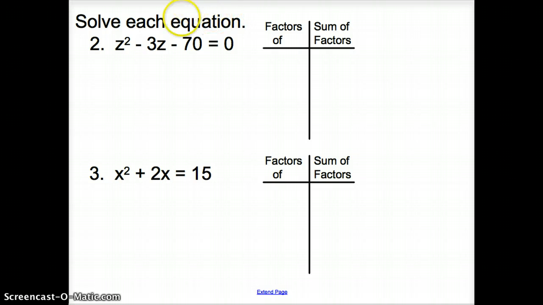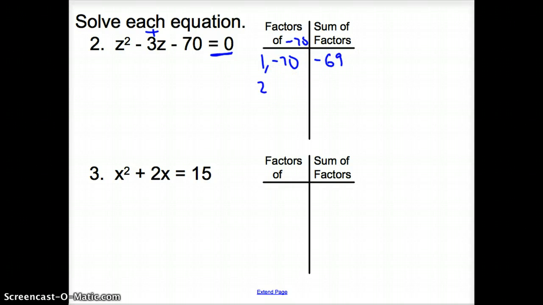Right now, with number 2, we have z squared minus 3z minus 70 equals 0. Right now we're solving for z when you see that equals 0. So now I still want to find factors of negative 70 that add up to negative 3. Since I know that I have to multiply to negative 70 and add up to a negative, I know that my negative number has to be bigger than my positive one. So I'm going to start with 1 and negative 70 as I'm moving right down the line. That adds up to negative 69, so we're not even close.